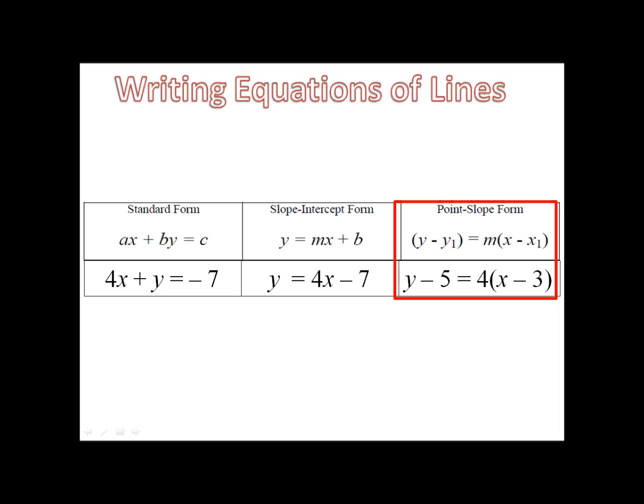The final type is called point-slope form. Point-slope form takes on the form of y minus y1 equals m times x minus x1. It's really useful to graph with or to write an equation with when you have a point and a slope. The equation y minus 5 equals 4 times x minus 3 is an example of an equation written in point-slope form. What's most important here is that all of these equations, while they look very different, are actually the equation of the same exact line. If you were to graph each of these three, you would have the same exact graph.